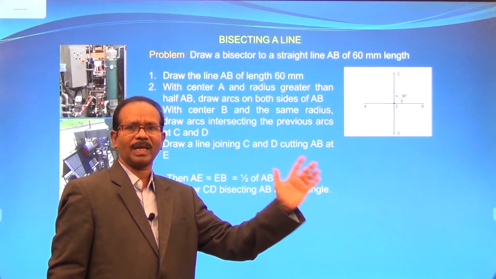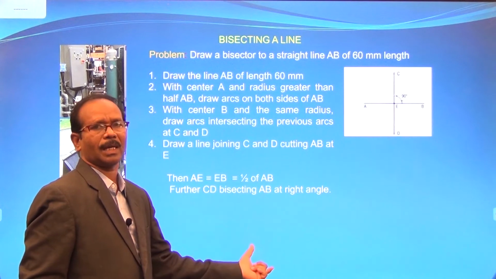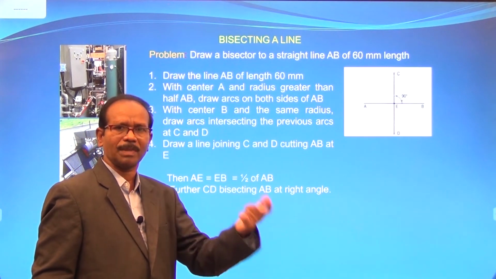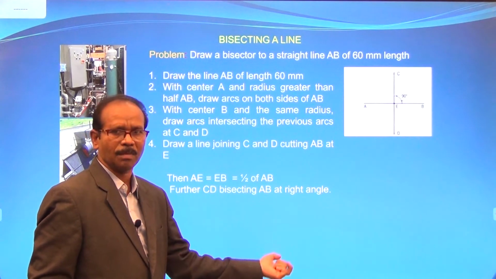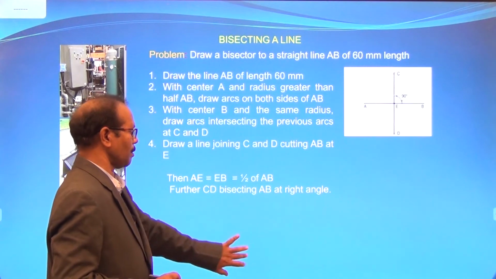Remember where this occurs in the future. In a bigger problem, this is a small part. You have to implement this concept in a bigger problem. Why? Because we are discussing small problems in geometrical construction. Next, go to the next problem.